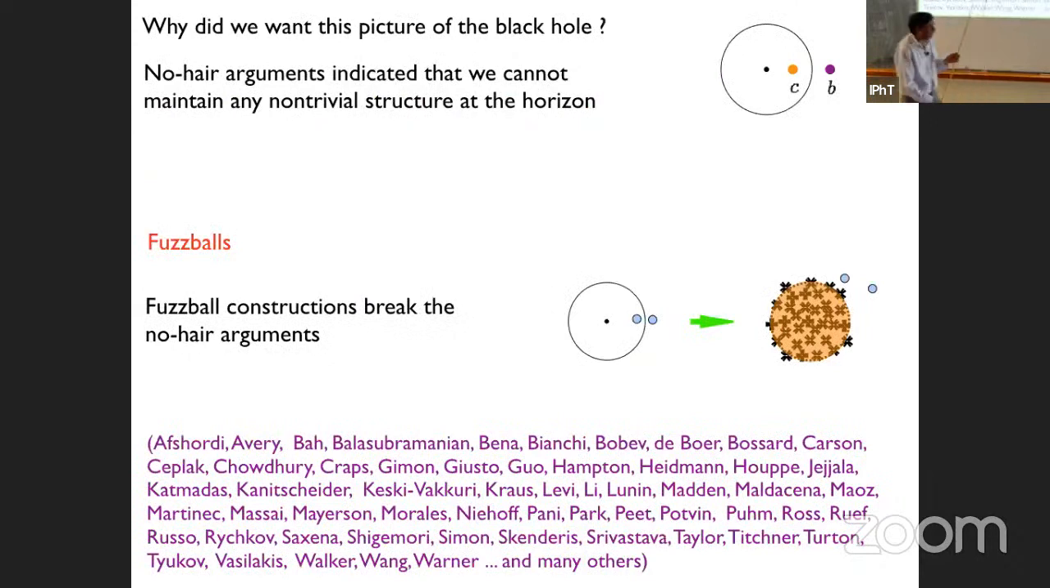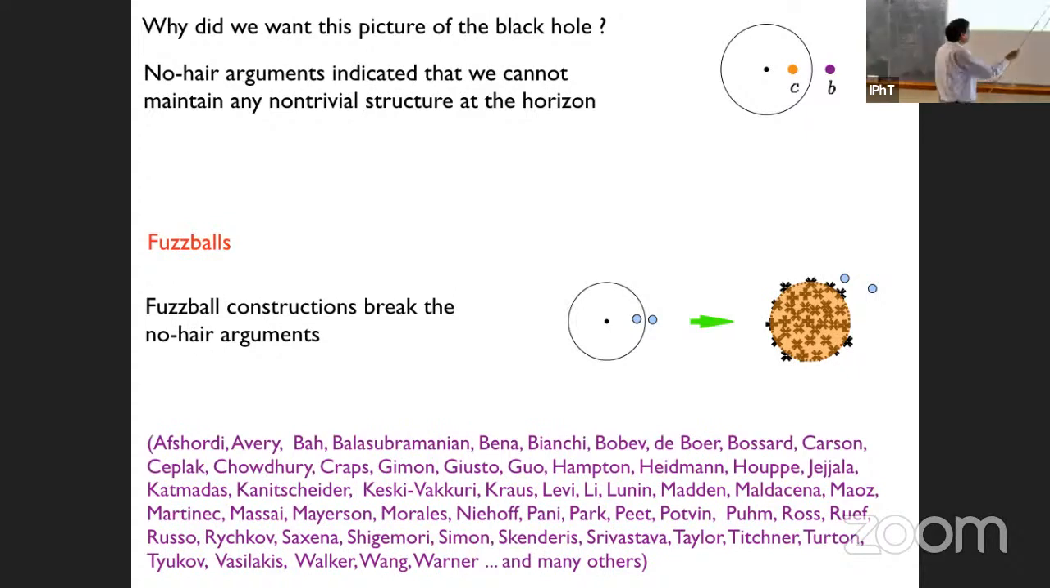Okay, so then we ask, why are we in this trouble? Why did we want this picture of the black hole in the first place? That's because no-hair arguments suggested we have to have this picture. No-hair arguments told us everything goes inside, then it's a runaway process, the light turns inwards, we have to go there. But in that context, let's see what the fuzzballs did.